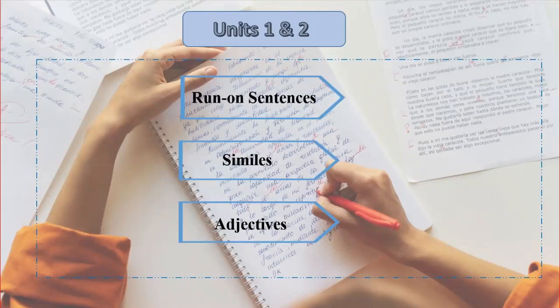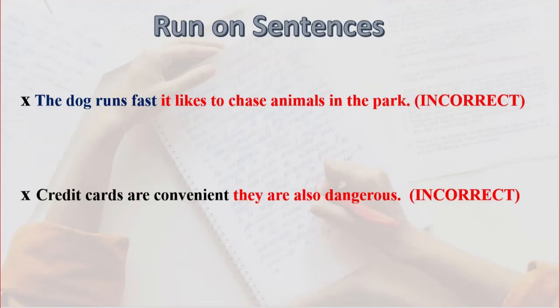So ladies and gentlemen, here we are going to discuss the language and grammar focus of Units 1 and 2. We will be dealing with 3 different items. Firstly, run-on sentences. Secondly, similes, and finally the order of adjectives. So let's get started. Here there are 2 sentences.